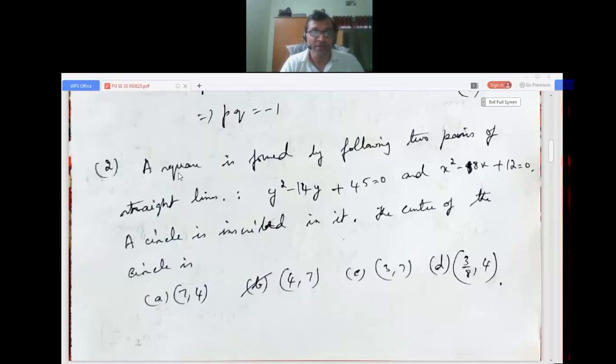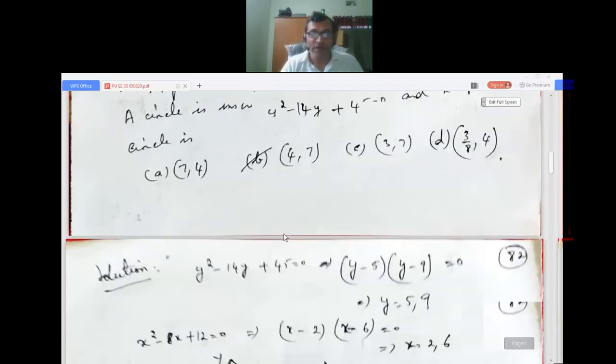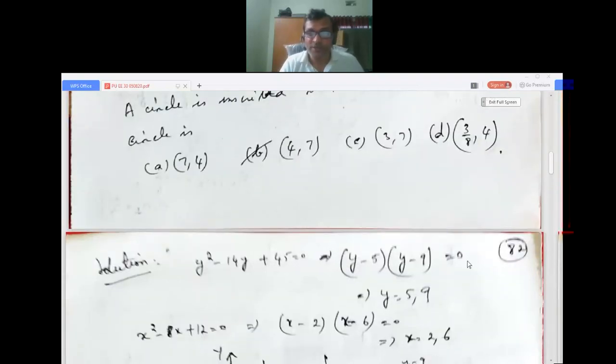A square is, once again I repeat it, formed by the following two pairs of straight lines, y squared minus 14y plus 45 equals 0 and x squared minus 8x plus 12 equals 0. A circle is inscribed in it. Inscribed means inside. The center of the circle is, options, 7, 4, 4, 7, and so on. We take the first equation given, y squared minus 14y plus 45 equals 0, and we factorize it. We get y minus 5 into y minus 9 equals 0, that is we get y equals 5, 9.